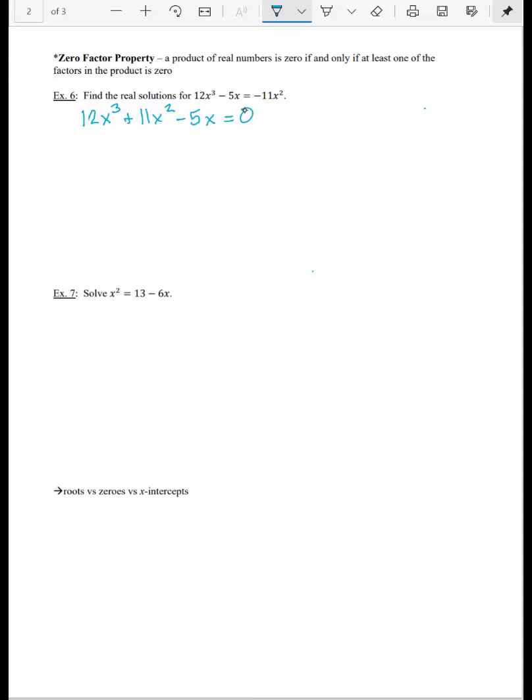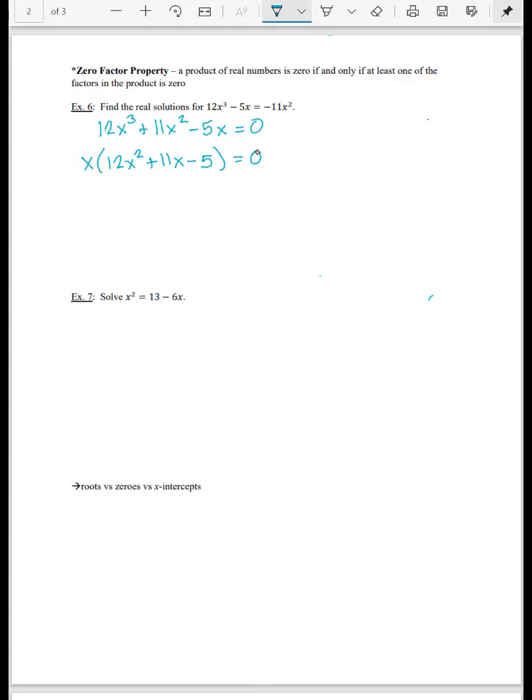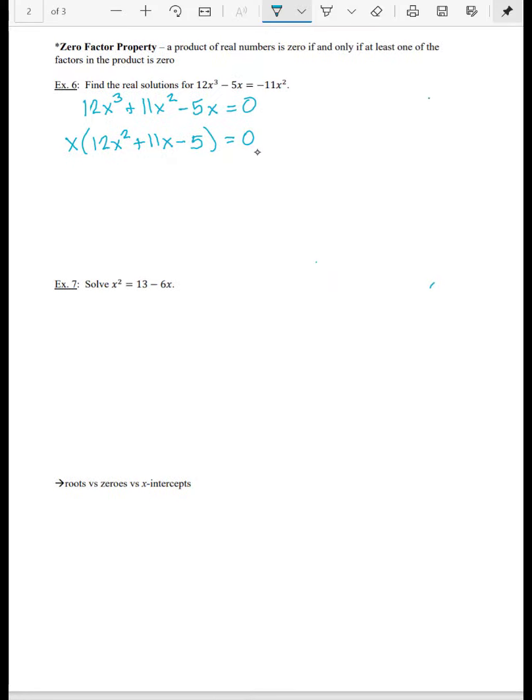Then we have a common factor of x, so factor that out. That leaves us with 12x squared plus 11x minus 5. Okay, so at this point, you now have a quadratic expression that needs to be factored.